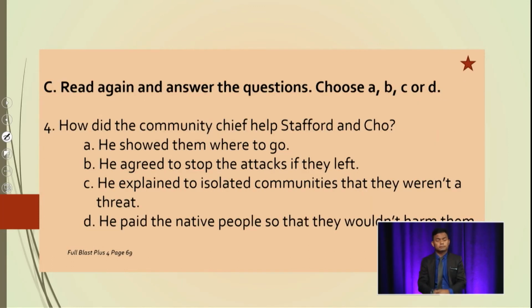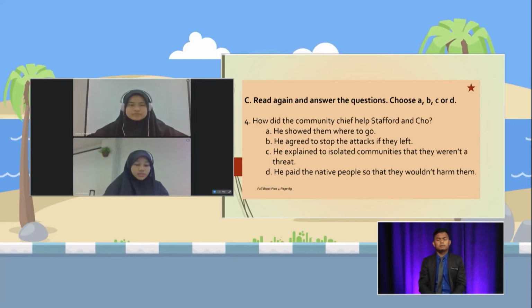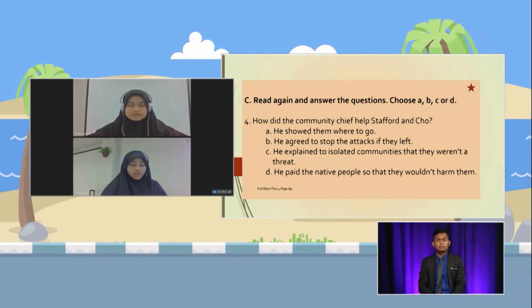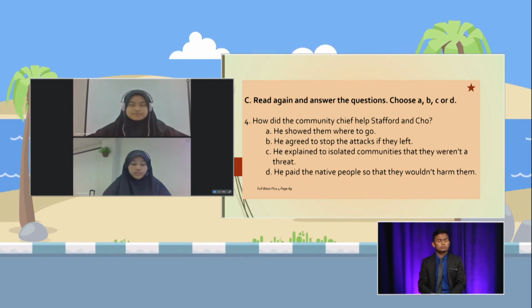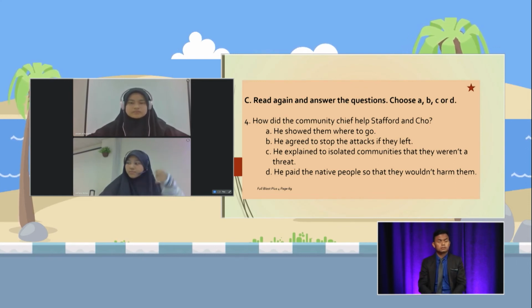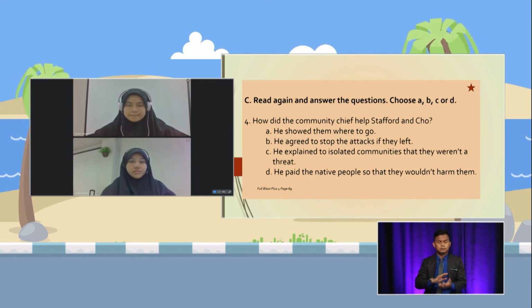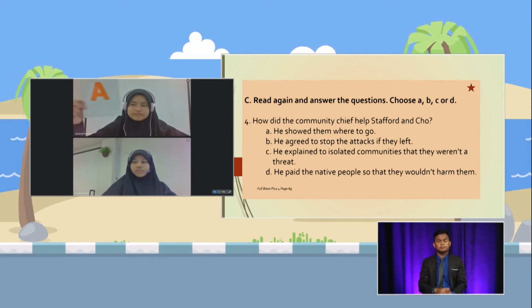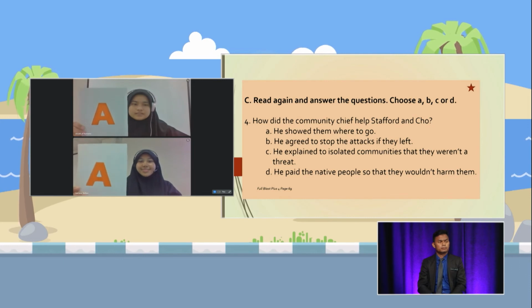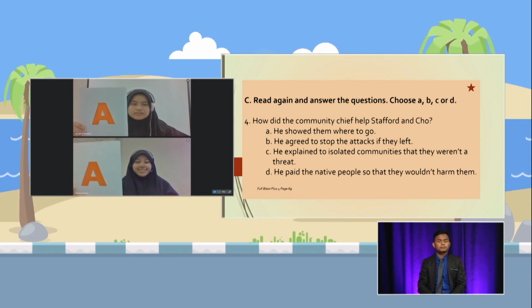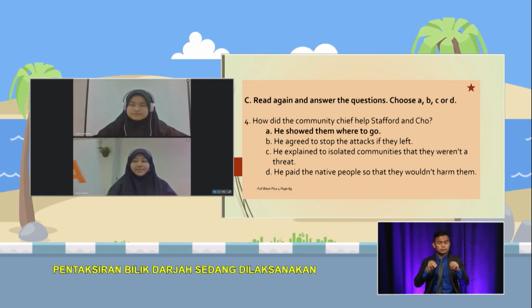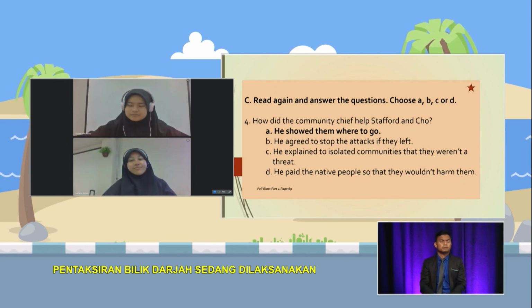Okay, for our next question, how did the community chief help Stafford and Cho? A, he showed them where to go. B, he agreed to stop the attacks if they left. C, he explained to isolated communities that they weren't a threat. And D, he paid the native people so that they wouldn't harm them. So which one's the answer, girls? Aisha is A, Adriana is A. He showed them where to go. Yep. Okay, that is the correct answer.